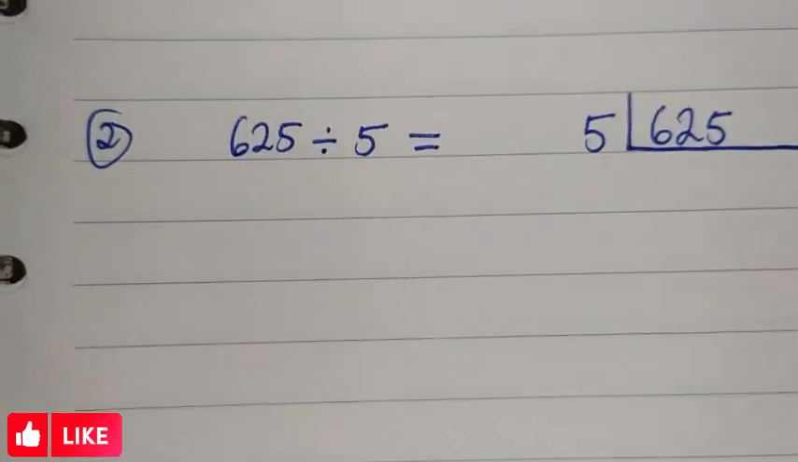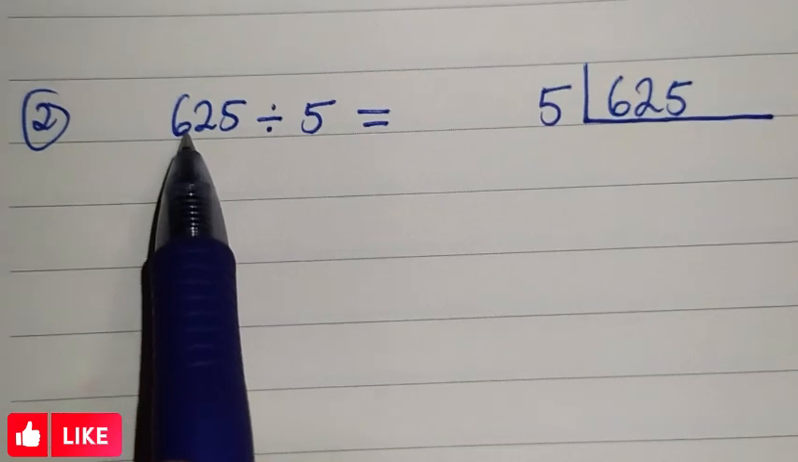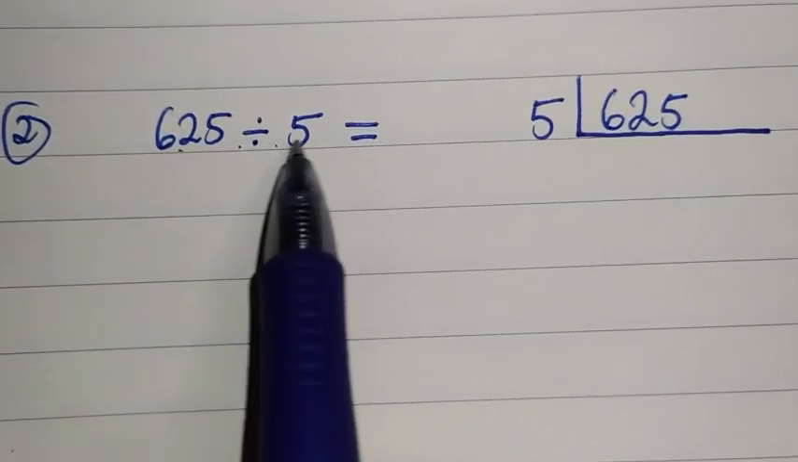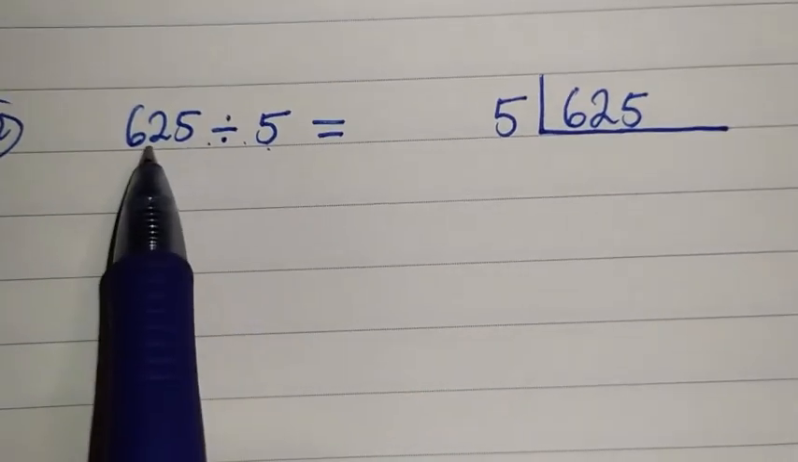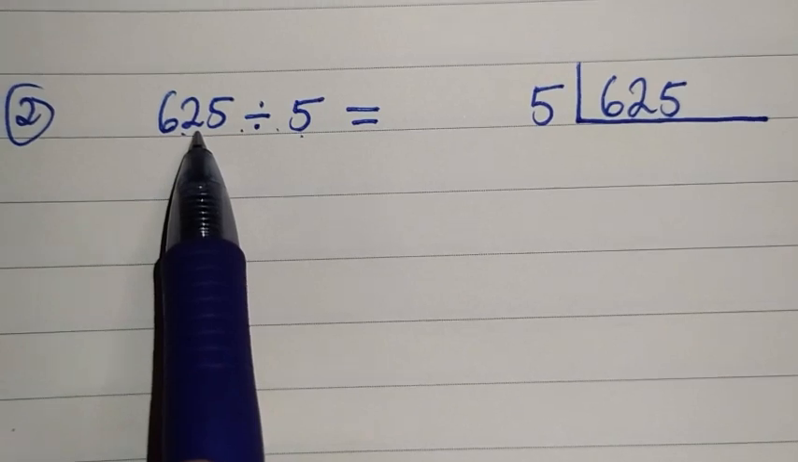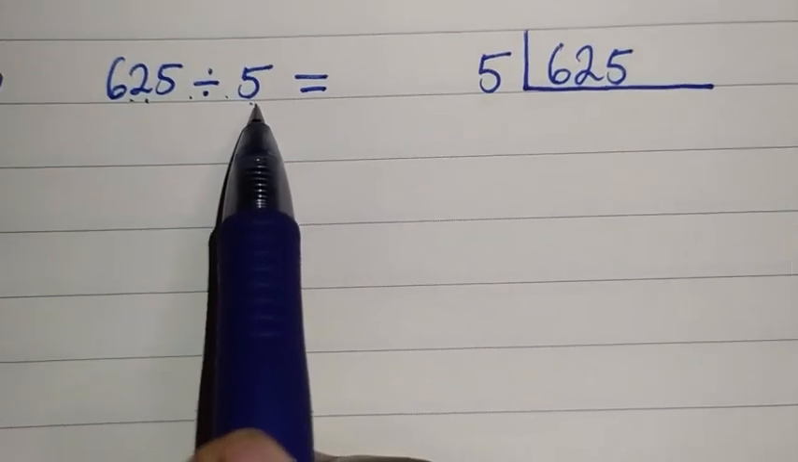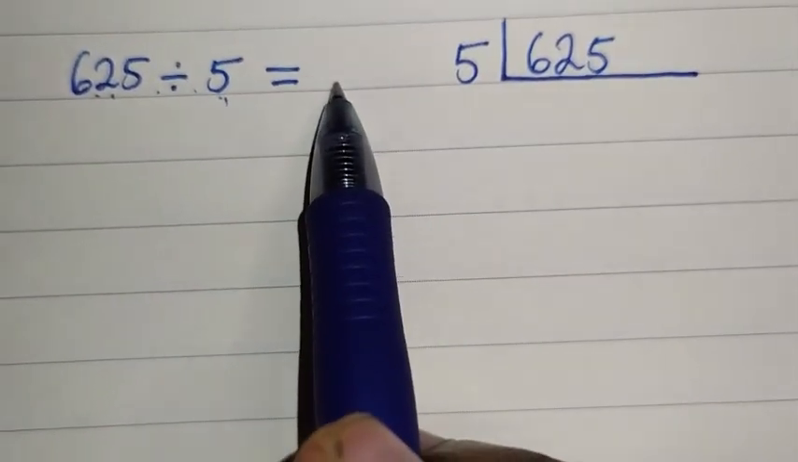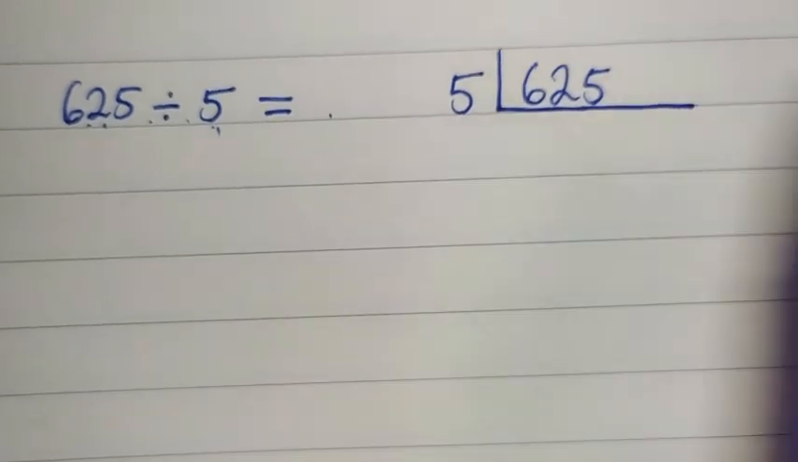Now let's see our second example. Our second example says 625 divided by 5. 625 is our dividend, while 5 is our divisor. And whichever answer that we get will be called our quotient.